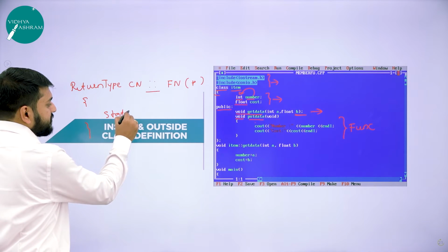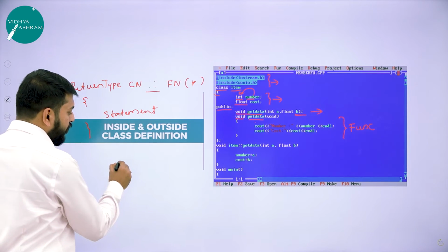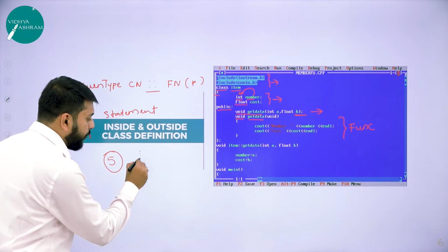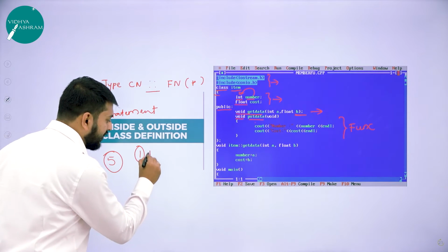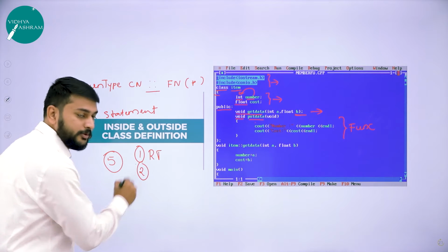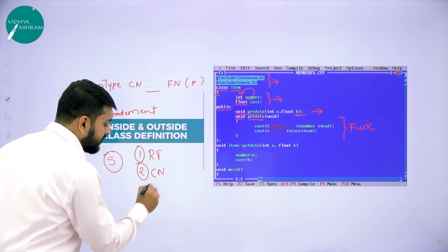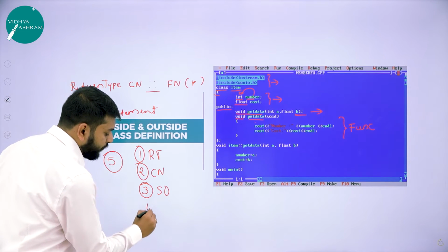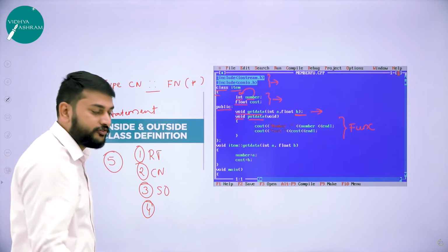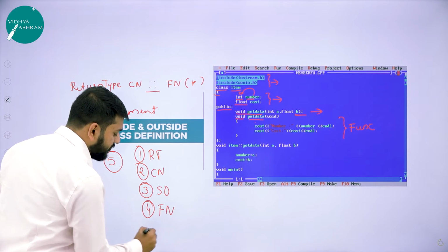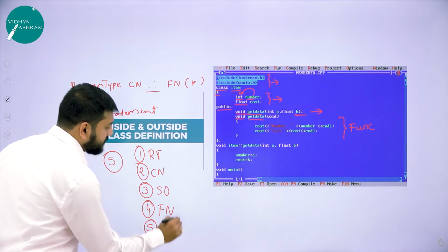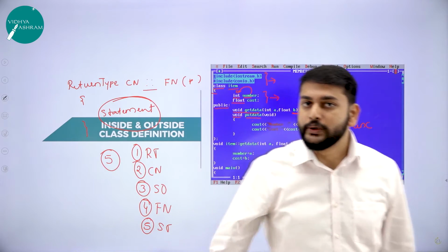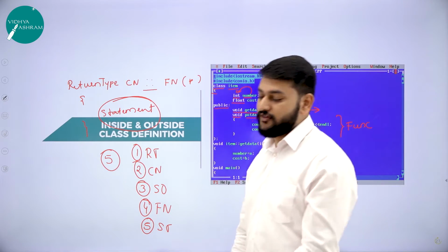So how many points do you need to remember? Total 5 points. What is the first point? Return type. What is the second point? Class name. What is the third point? Scope resolution operator. What is the fourth one? That is the name of the function. The fifth one is statements, whatever you are writing inside the flower bracket. These 5 points you need to remember with respect to the outside class definition.